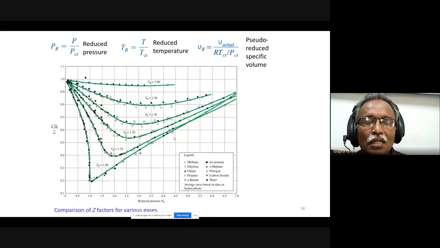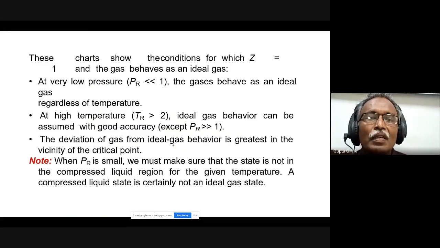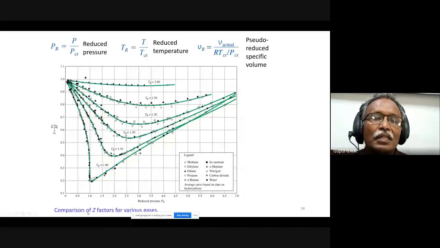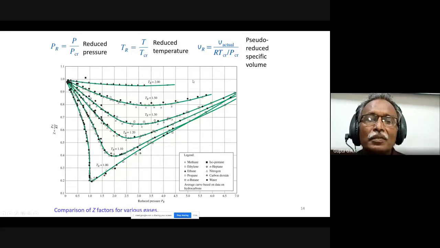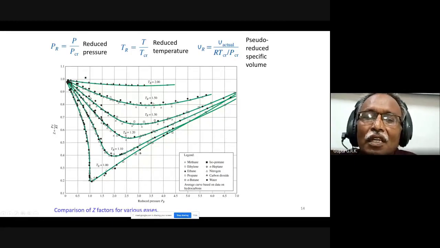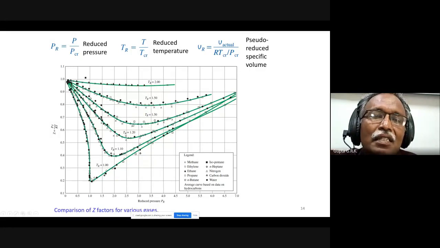So this is a compressibility factor chart. These charts show the conditions for which Z is equal to 1 and the gas behaves as an ideal gas. So you can see under what conditions Z is near to 1. If you see here, Z is equal to 1 here. So at very low reduced pressures, Z is 1. And also, as T_R increases, the lines go towards 1. Okay, so those things you can observe here.